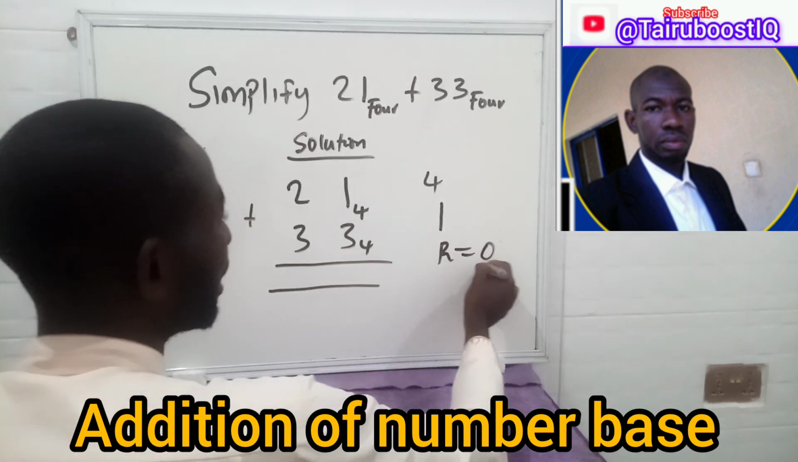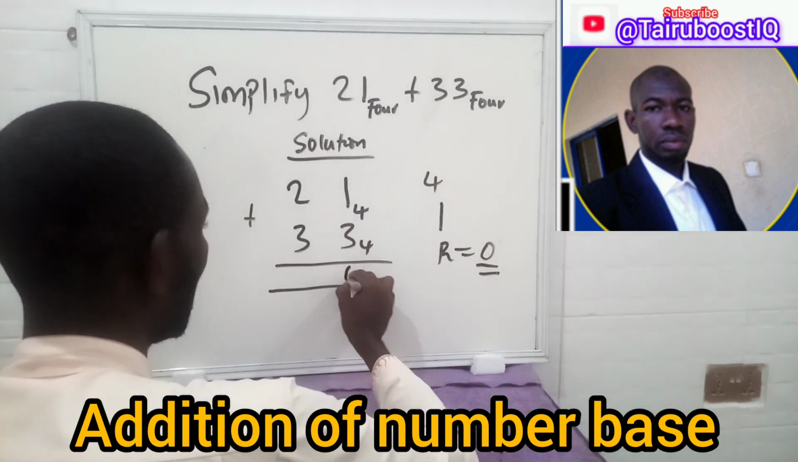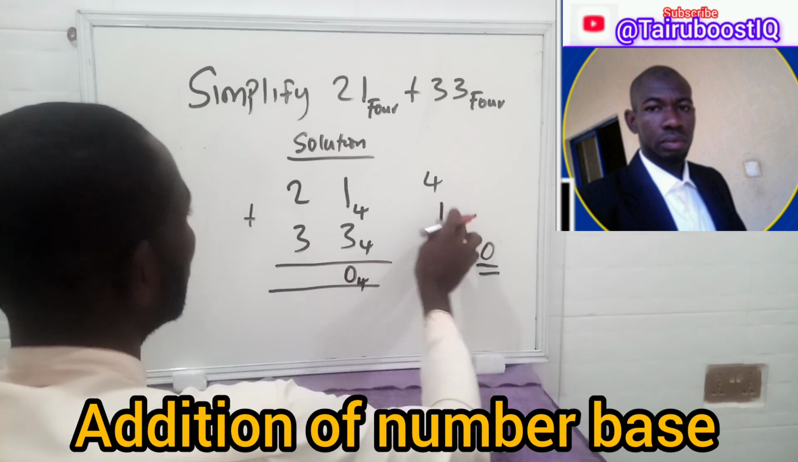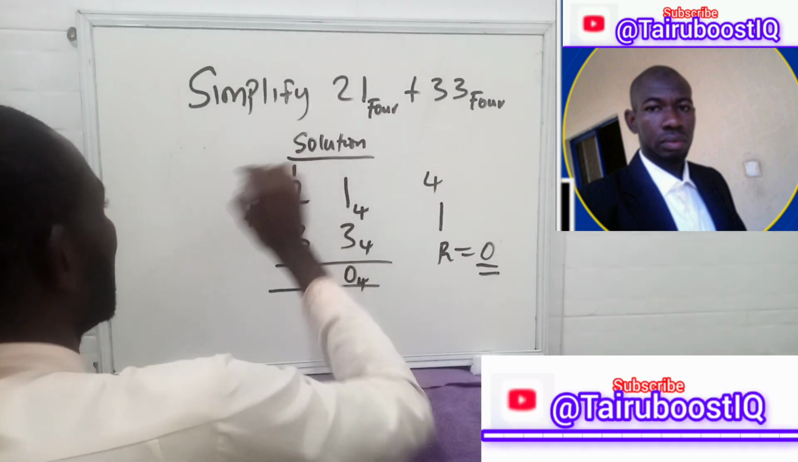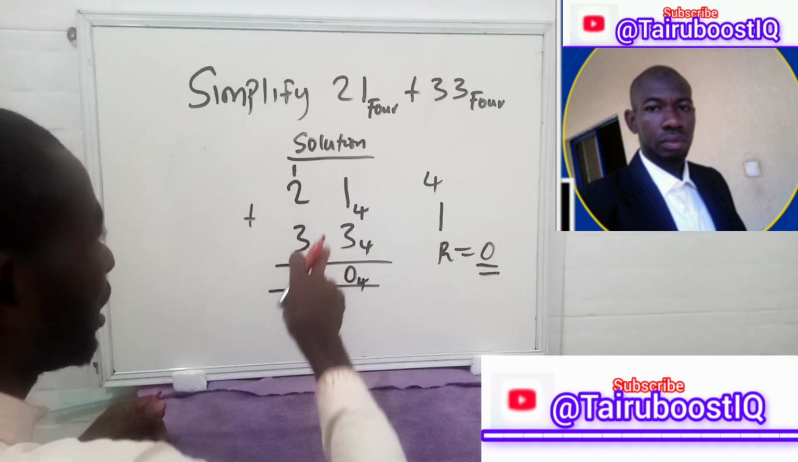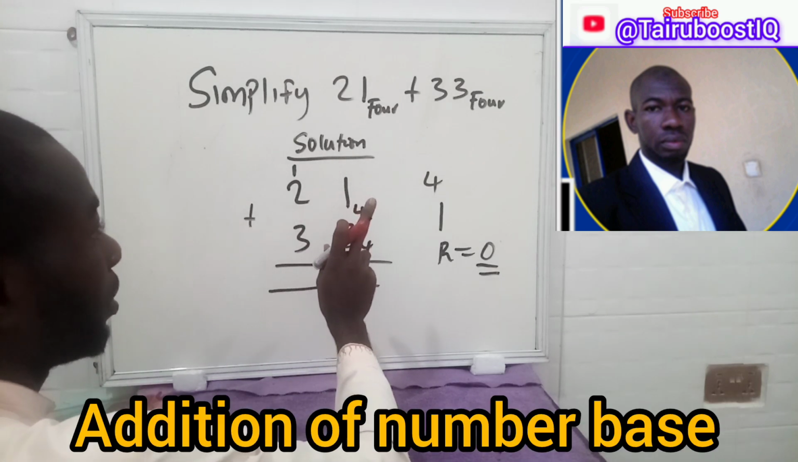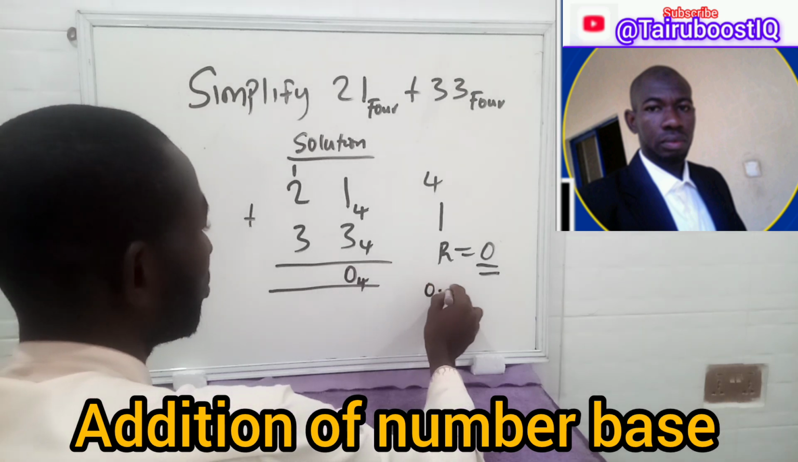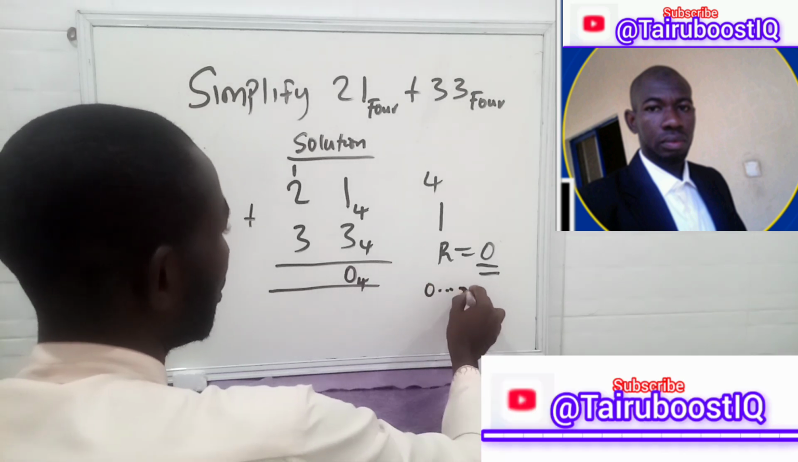So we are interested in the remainder. So we are going to put this 0 here. The 0 is in base 4. Then the number of times it goes, we take it to this side. So now, what did I say? I say we are interested in the remainder. And if our answer starts from 0 to 3, we give our answer.